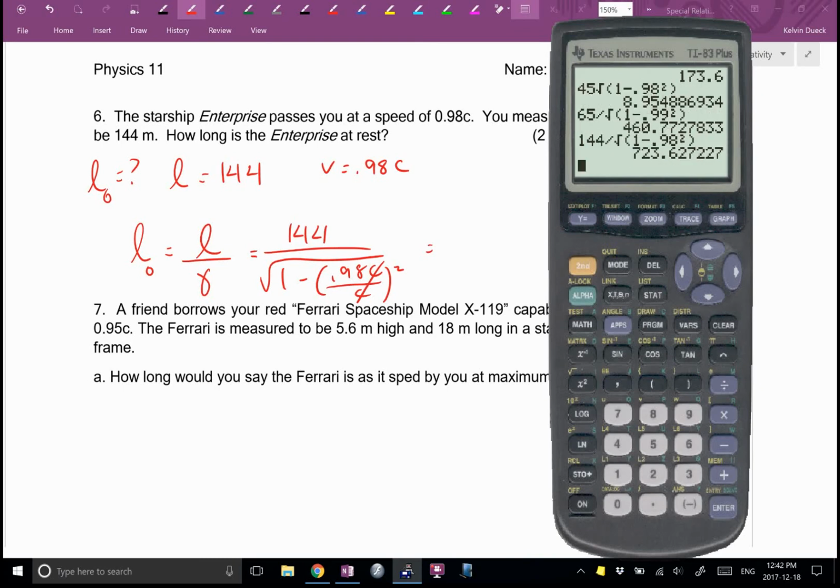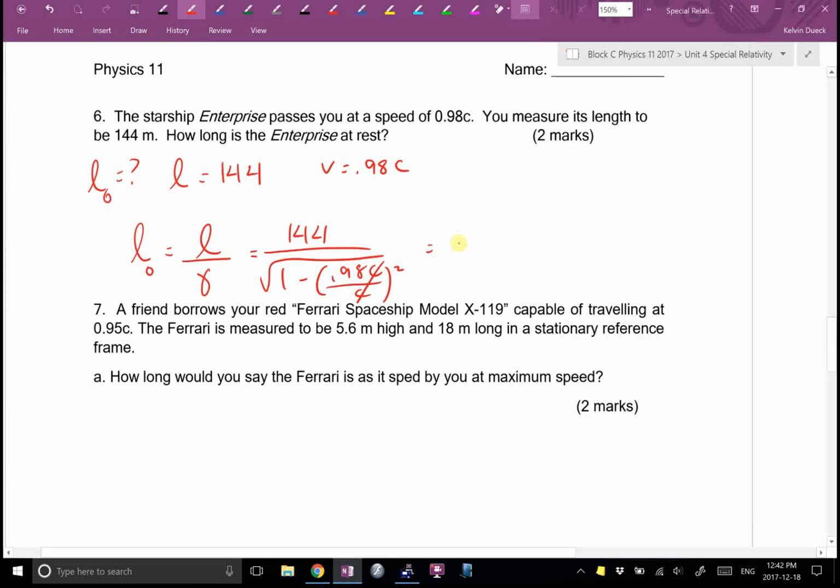723.6, which, if you're a Star Trek nerd like me, is the actual length of the Enterprise. I looked it up on the Star Trek Wikipedia because I had to do it right. I'll go 724 meters. Wait a minute, Mr. Dewick. There's no such thing as the actual length. Good point, Misha. It's the fictional, made-up, at-rest length of the Enterprise based on the specifications that the wiki had.